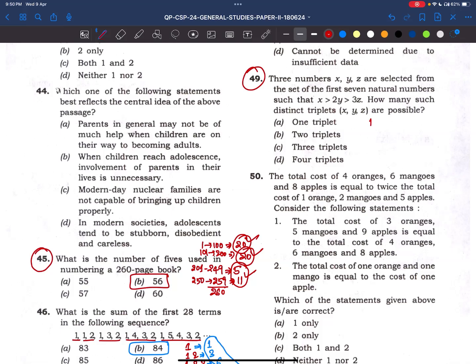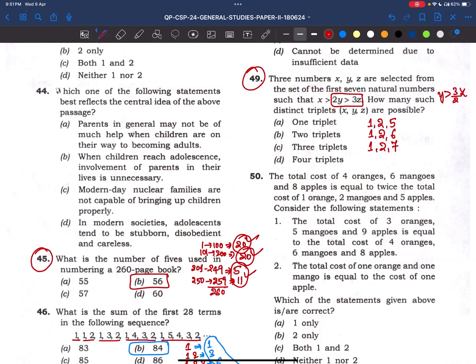See here, if I take Z is 1, that means Y should be, see here, 2Y greater than 3Z. So Y should be greater than 3 by 2 Z, right? If Z is 1, Y should be greater than 3 by 2. That means 2. And X should be greater than double 2. That means it should be greater than 4. So I will take 5. How many such values will be possible? 1 to 6, 1 to 7, right?